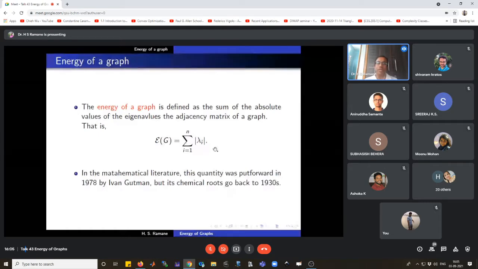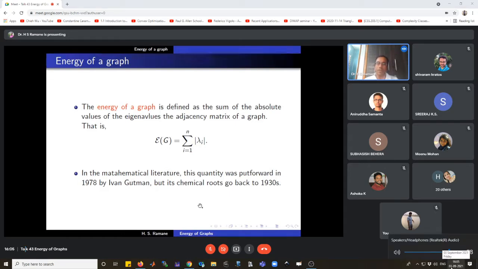In mathematics, this quantity was put forward by Ivan Gutman, who is from Serbia, in the year 1978. But its roots go back to the 1930s. That time also this concept was used, but it was not that popular at that time. But Gutman found its mathematical importance.